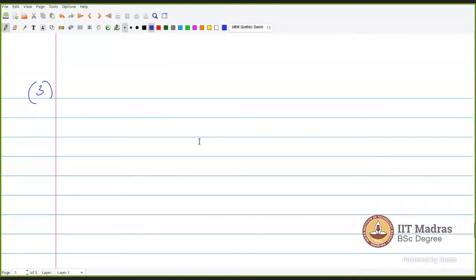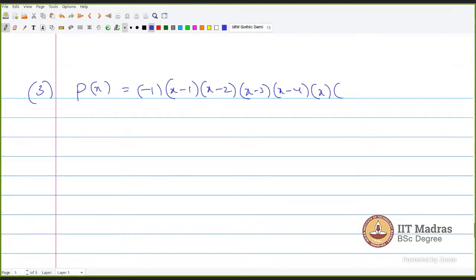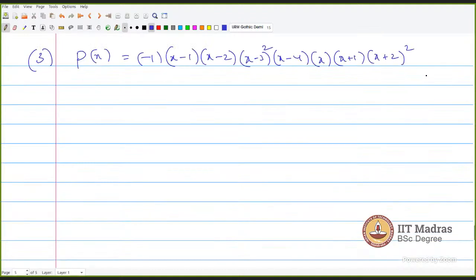See, we have this polynomial with us. Now, p of x is given as -1 times x minus 1, x minus 2, x minus 3, x minus 4, x minus 3 to the whole square, x plus 1, x plus 2 whole square. So this is the polynomial we have.